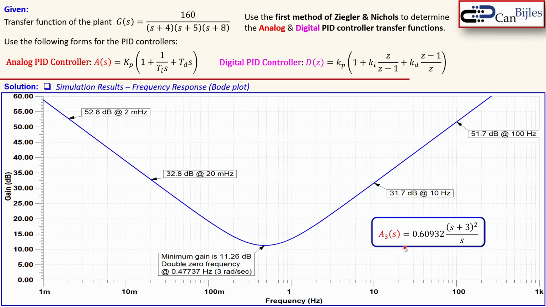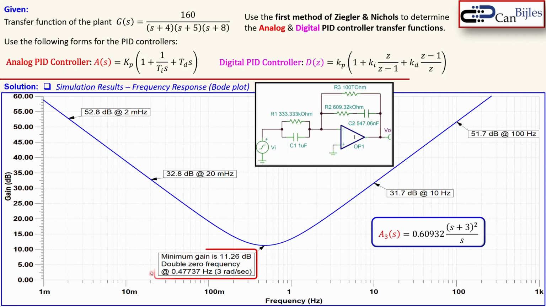Now let's first present our transfer function, and this is the circuit. This is the minimum gain we reach. It's 11.26 dB. It's not actually an important parameter. This is the important parameter because you see this happening at the frequency 0.47737 Hertz. That's the double zero, by the way, because if you convert this Hertz into radians, that is 3 radians per second, which is this one. So we see here, also from the Bode plot, that it is indeed correct. So what we see is indeed these 3 radians per second. What you also see is the first part that is actually nice to see.